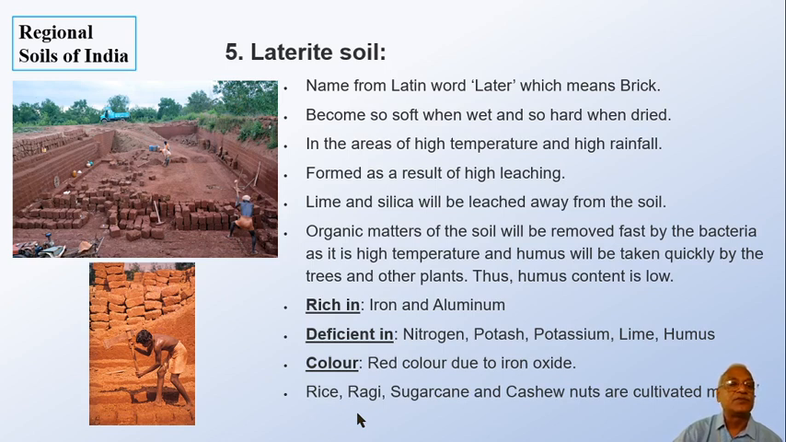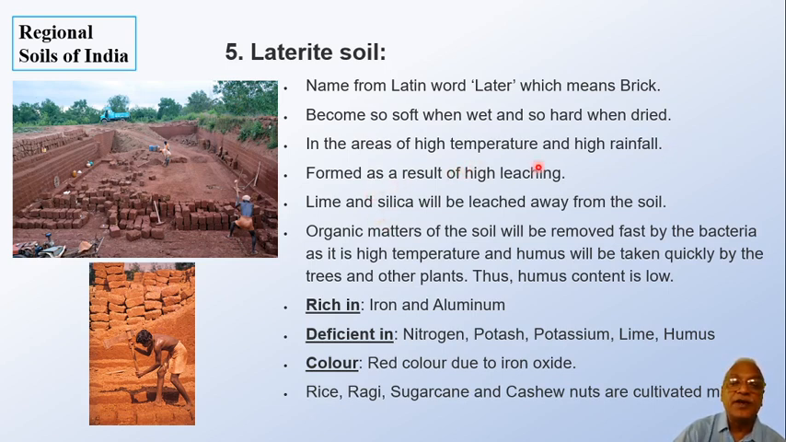Laterite soils. As the picture shows, laterite soils have an advantage that they can be cut into bricks directly, and many of the Belgaum regions have this kind of deposits. The name is from the Latin word later, which means brick. Laterite soils become so soft when wet and so hard when dried. When exposed to air, it forms a very solid rocky kind of mass.